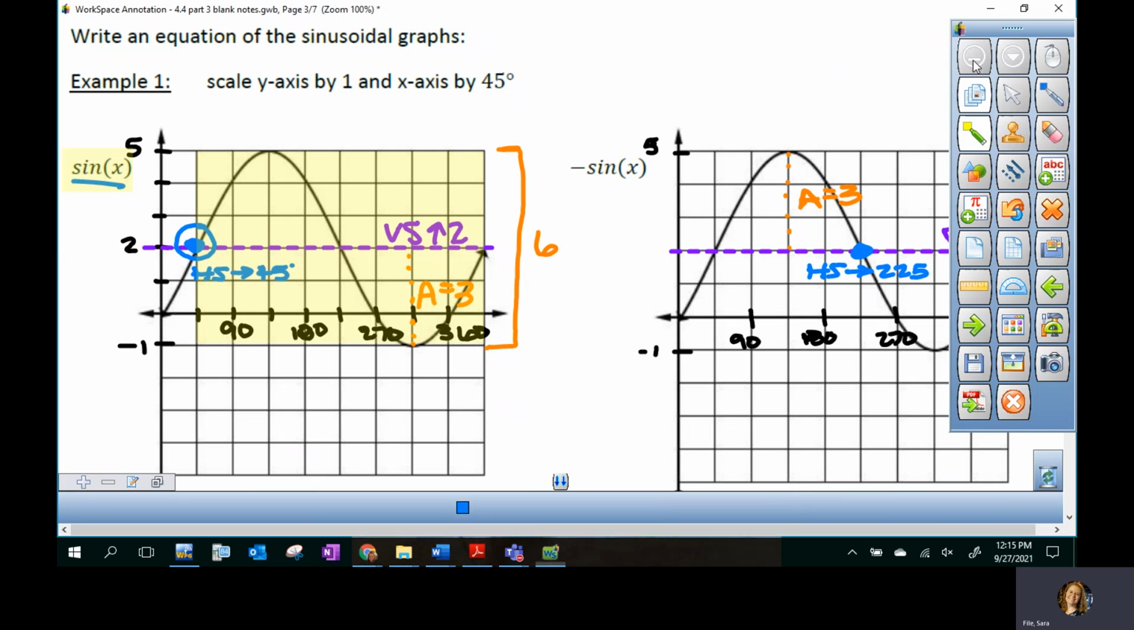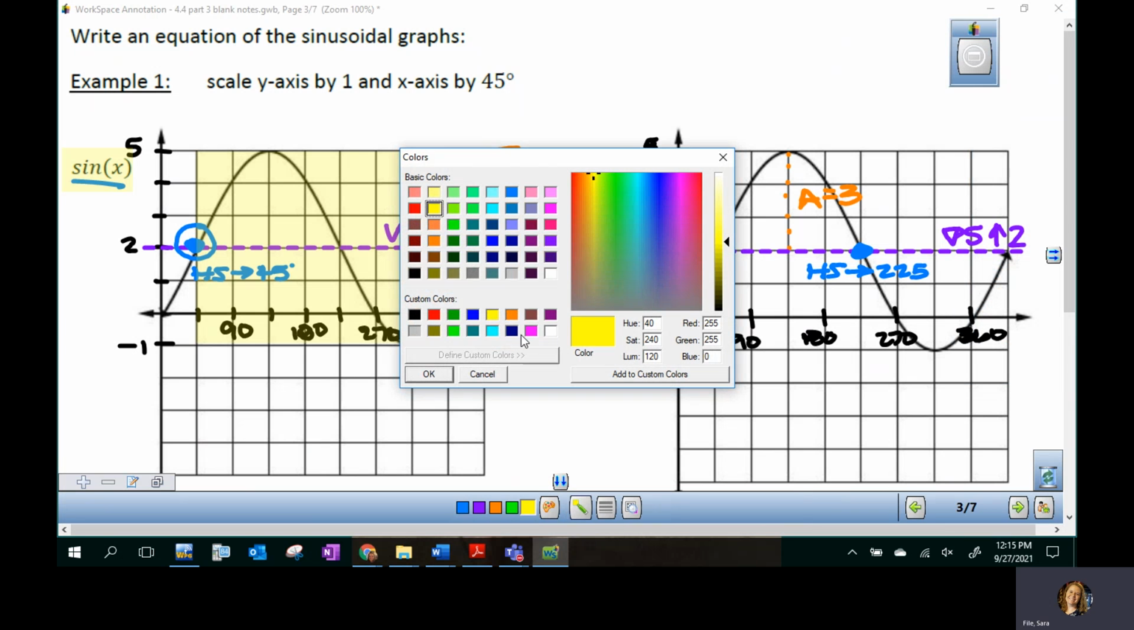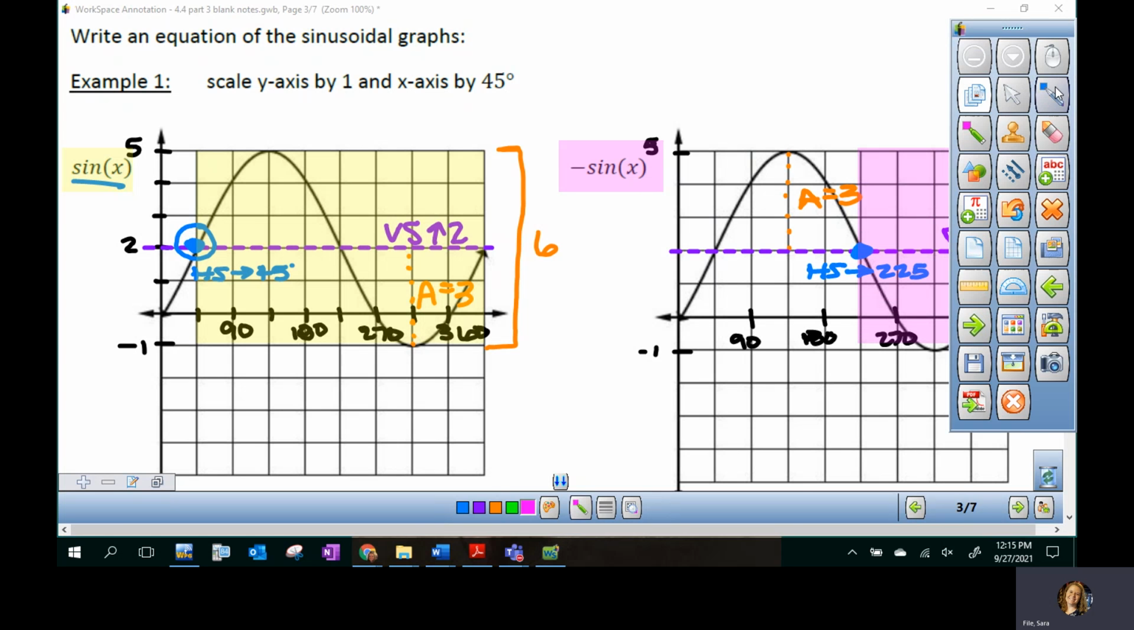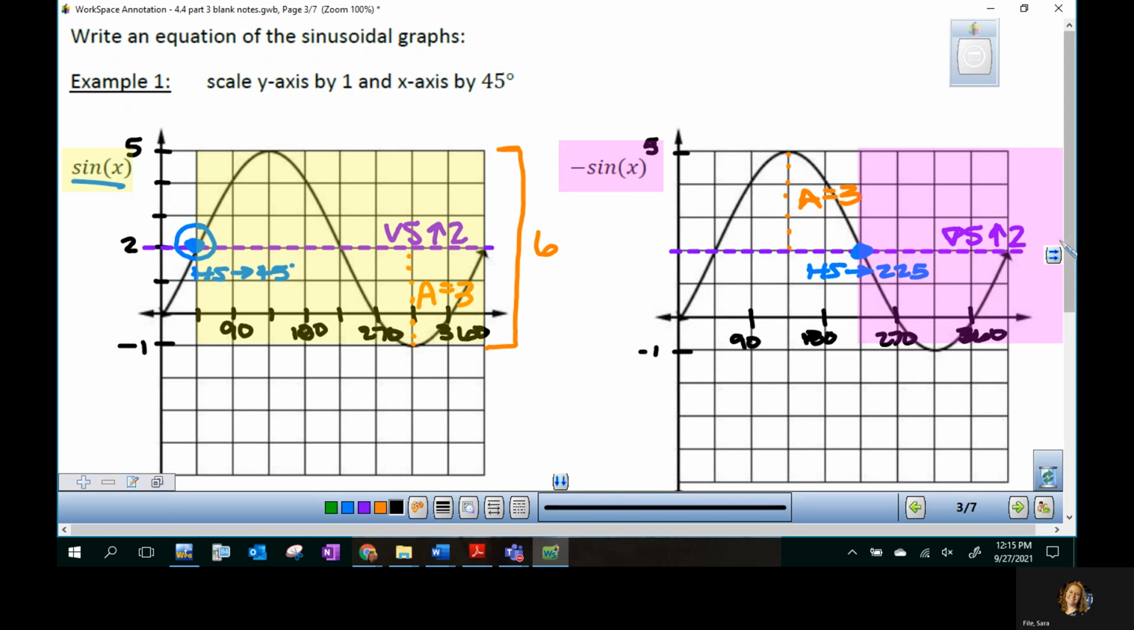I'm going to highlight a different color here. Negative sine would start here. Now, I don't even see the full negative sine cycle, do I? But I know it keeps going, right? So I know it's going to continue and be a full cycle, but I actually only see half of it. But that's okay. You don't have to see the entire cycle. You just have to know where it would start, because that's your horizontal shift. Does that make sense?